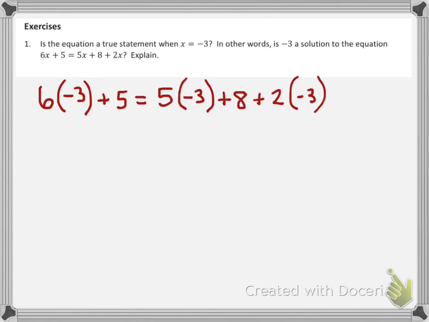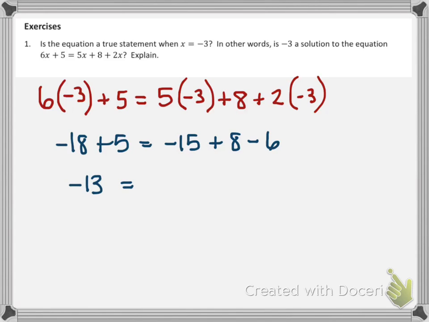6 times -3 is a -18, plus 5 is equal to 5 times -3 is a -15, plus 8, and 2 times -3 is a -6. So then further simplifying, -18 and a +5 is a -13 is equal to, let's put the negatives together first, -15 and -6 is a -21. -21 and a +8 is a -13. So since -13 is equal to -13, we can say that x equals -3 is a solution.